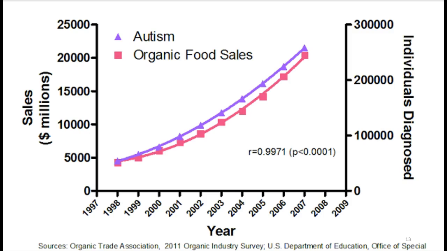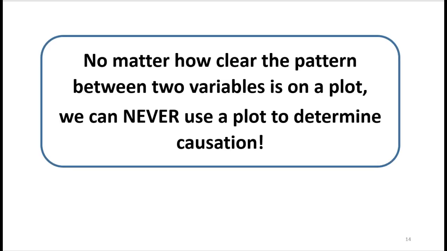Remember that associations do not determine causation, and this brings us to an important rule. No matter how clear the pattern between two variables on a plot, you can never use a plot to determine causation.